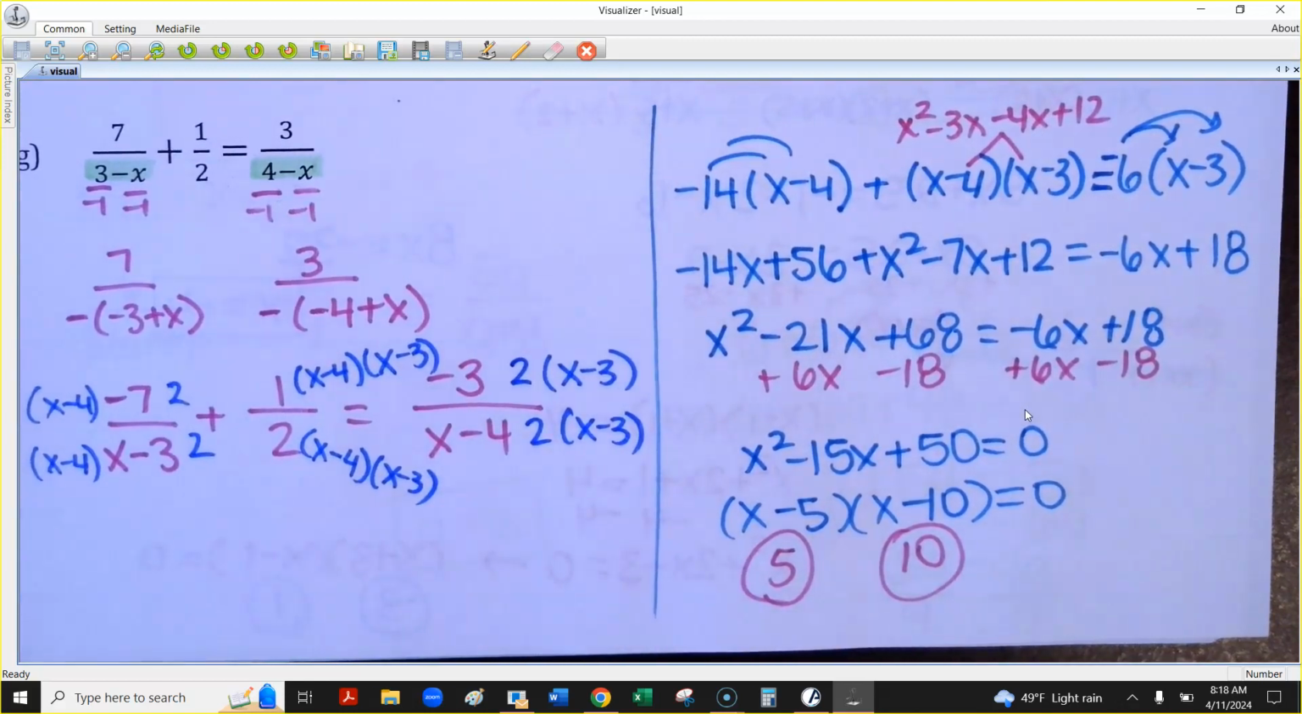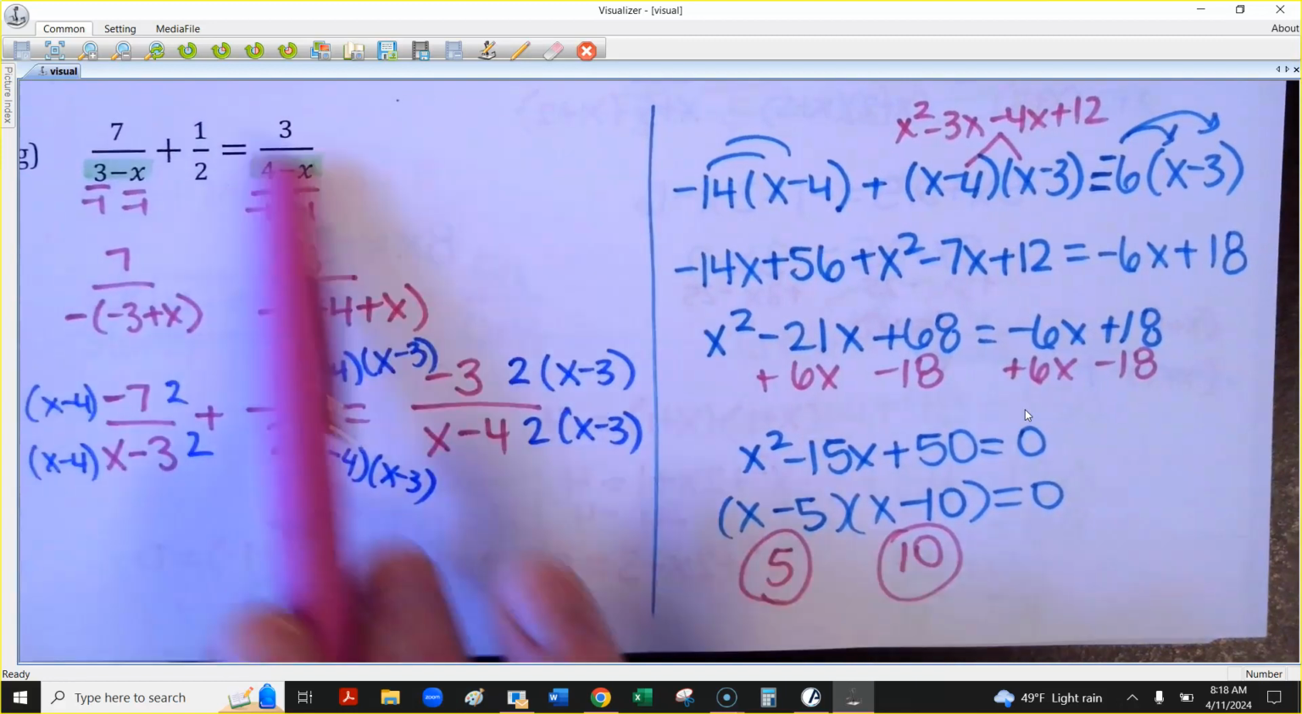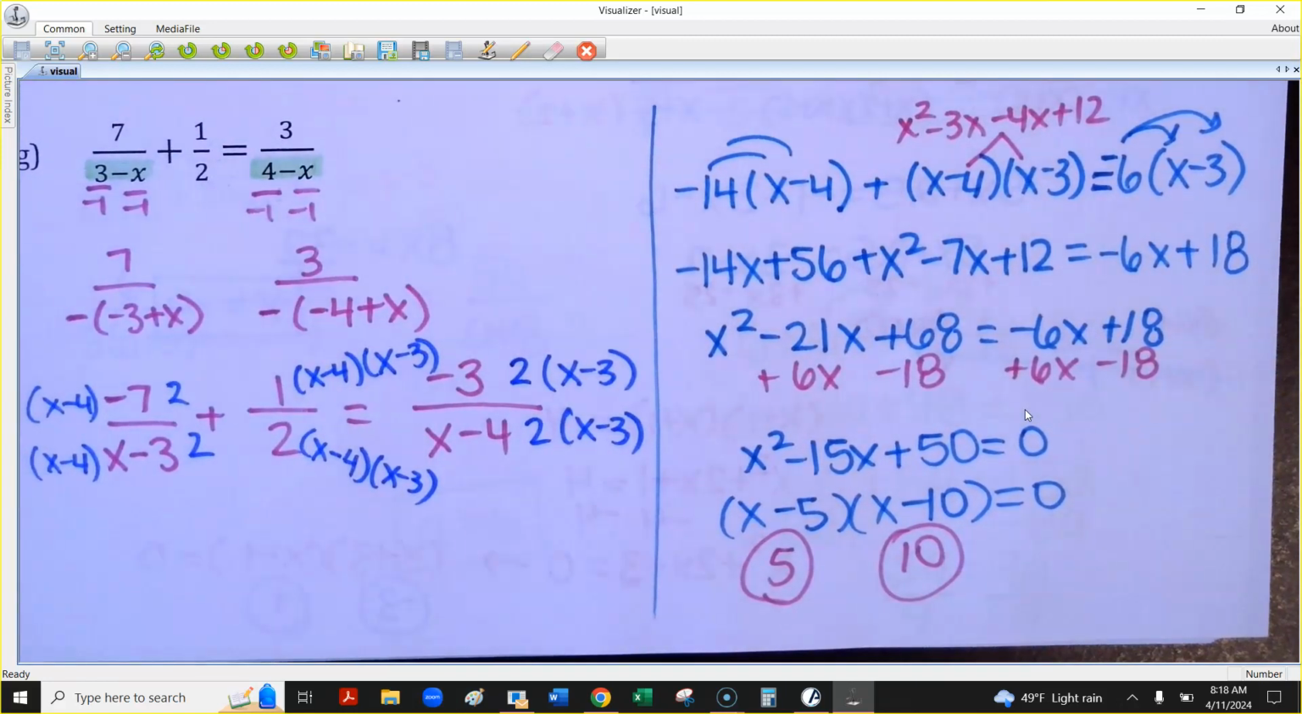So this was a really hard problem here at the end. But just to show you that little trick a couple of times to factor out a negative. So if you ever see something that's not written in standard form, that's what they're trying to get you to do, is factor out a negative.